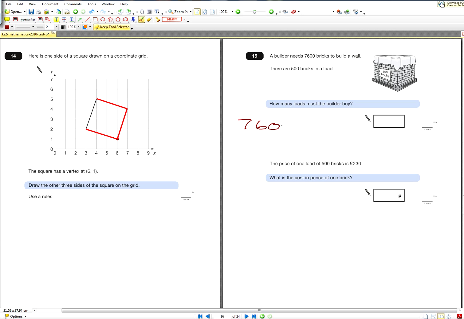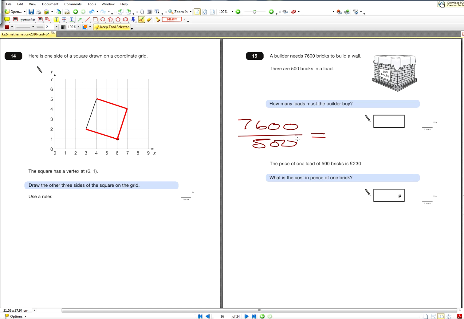Okay, we do 7,600 and we divide it by 500. We divide it by 500. See how many sets of 500 we need in 7,600. So, Usma, what do you get? Okay, have you guys got the answer for this? So what do you get? So I got it. The answer is 15.2.